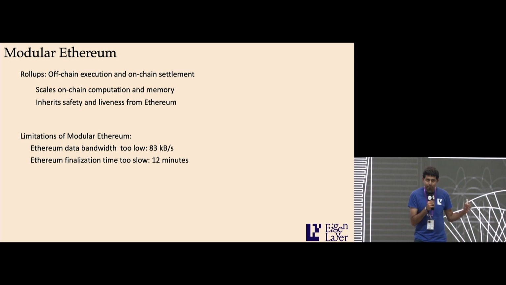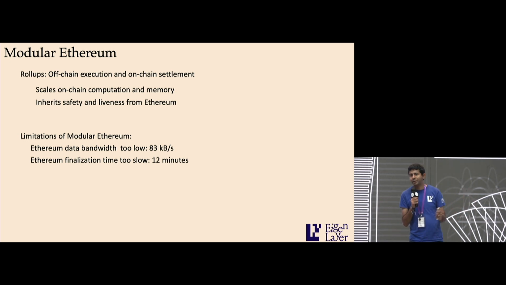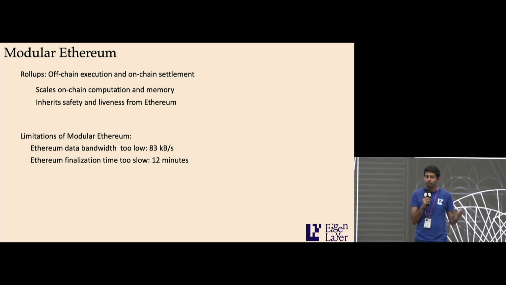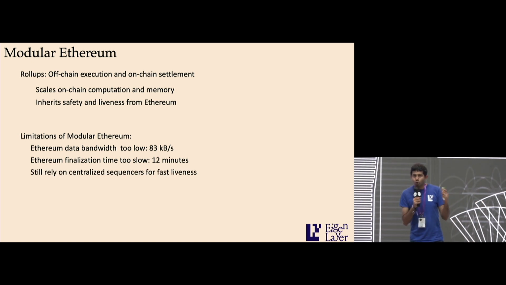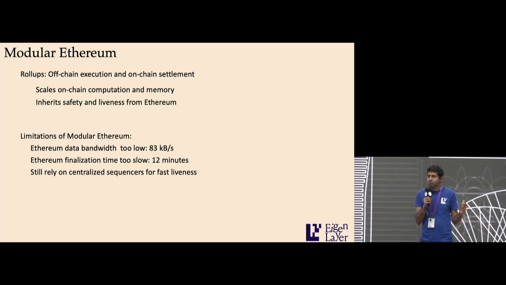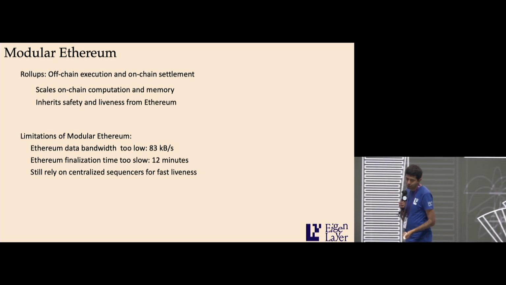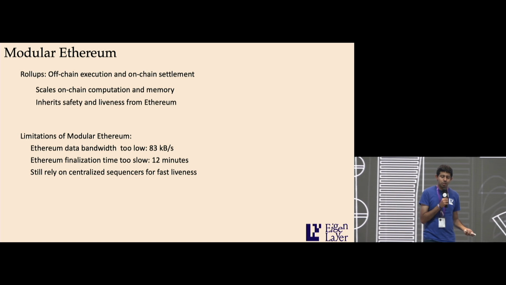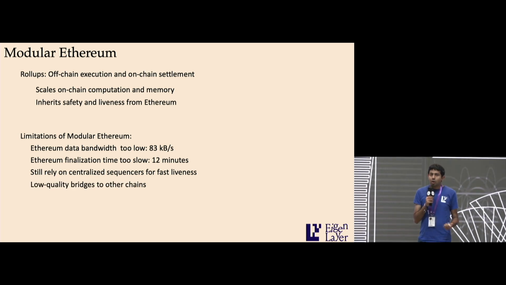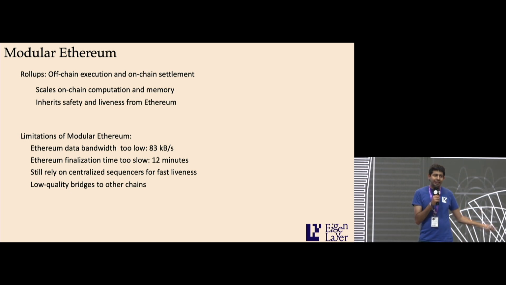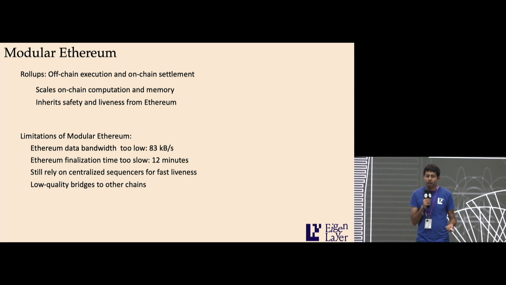And finality is very important because if I want to move information from one rollup to another rollup, the rollup needs to finalize on Ethereum. Rollups still rely on single node sequencers, a single node which orders transactions, in order to get fast censorship resistance. The bridging experience inside rollups, as well as between Ethereum rollups and outside chains, leaves much to be desired.